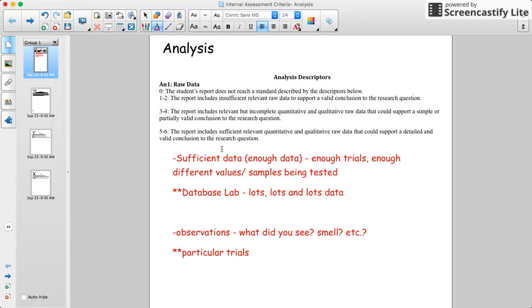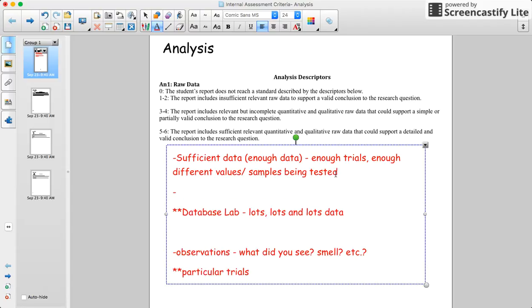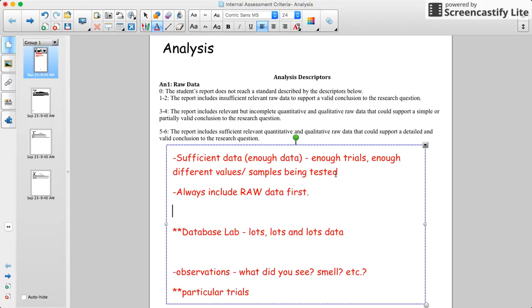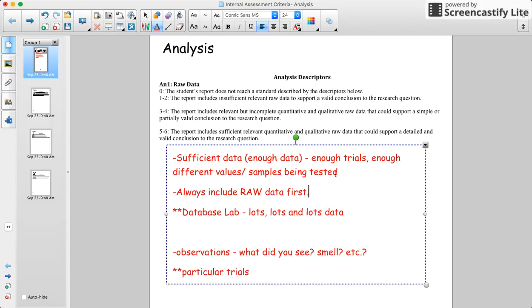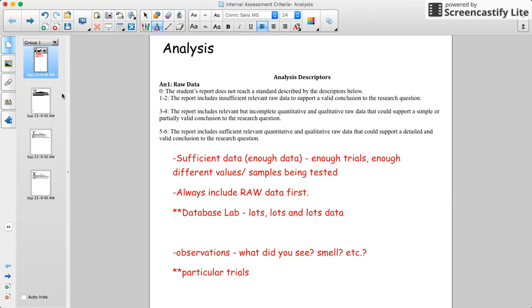Now, it doesn't really specify in the strands that it needs to be raw data, but I would encourage you to always include raw data first before doing any processing, which means if you're doing a titration, always include both the initial and the final volumes before you do the change in volumes, things like that. Even simple calculations, always show your raw data first.